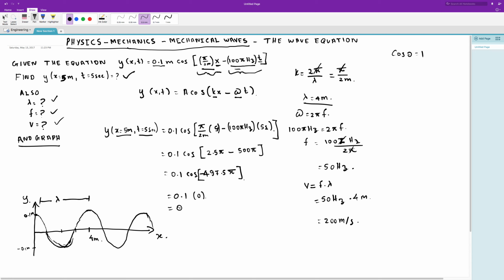Also from this equation we know that this wave is going toward the right side, and that's all we have to know. So we had to draw the graph. We drew it already, and we have found the answer for everything.